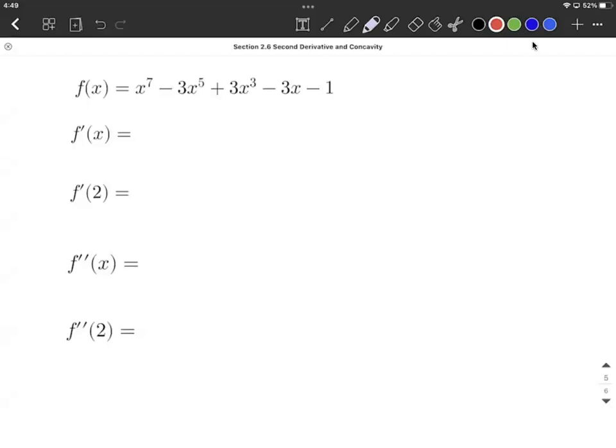Okay, finding first and second derivatives and evaluating those at given values. So we have a kind of complicated looking original function f of x here. It's a 7th degree polynomial. So let's jump right in.